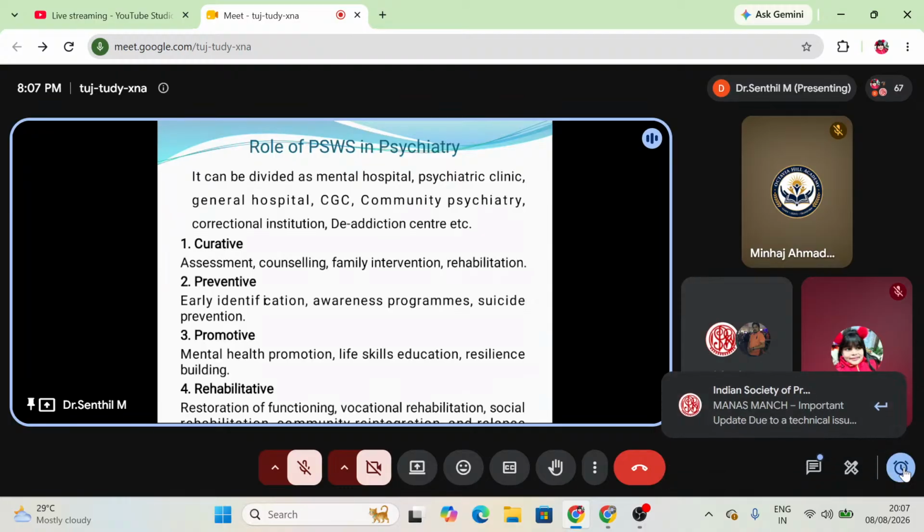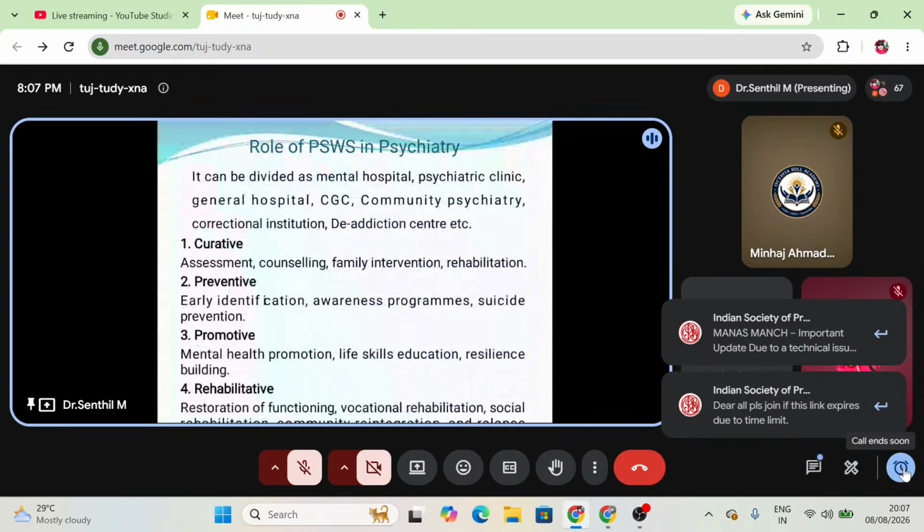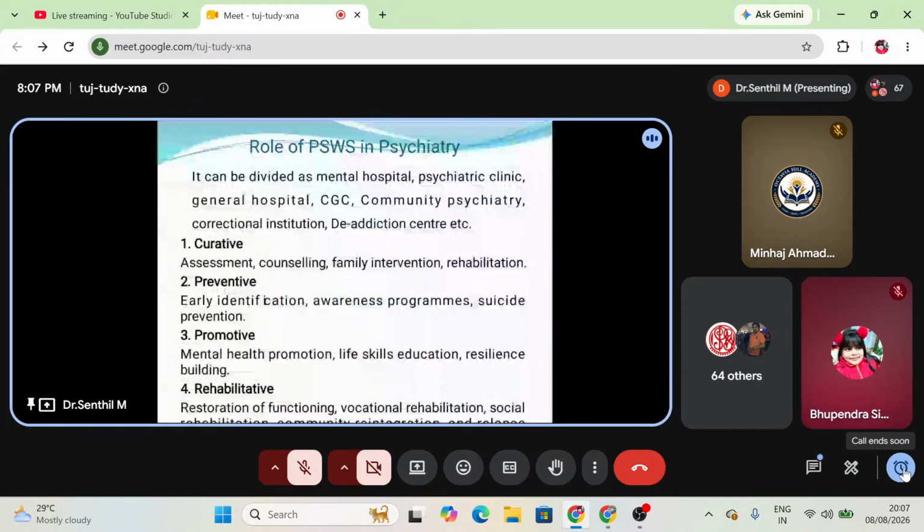For example, for a patient who is taking substances, we may go with motivational interviewing or motivational enhancement therapy. For a patient with bipolar affective disorder, we choose IPSRT. For a patient with schizophrenia, we do social skill training. All these things come under the curative role.